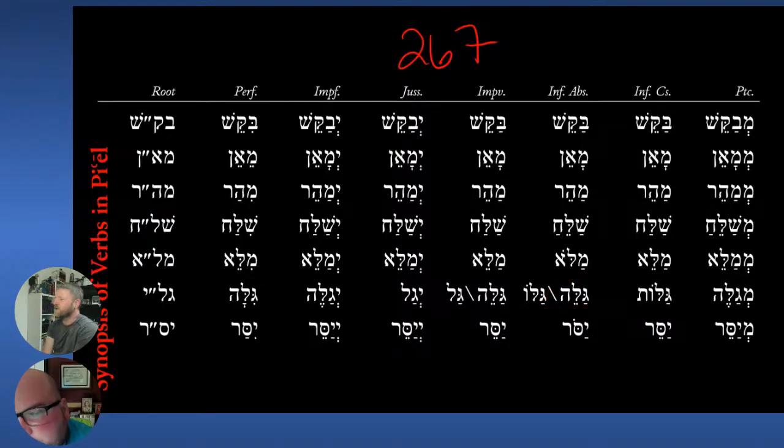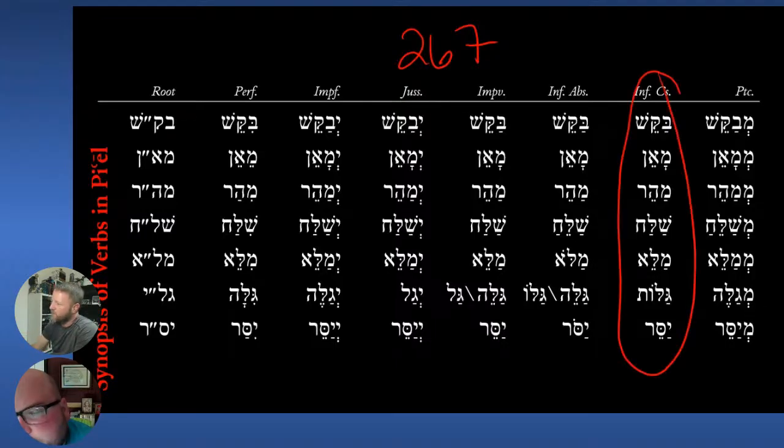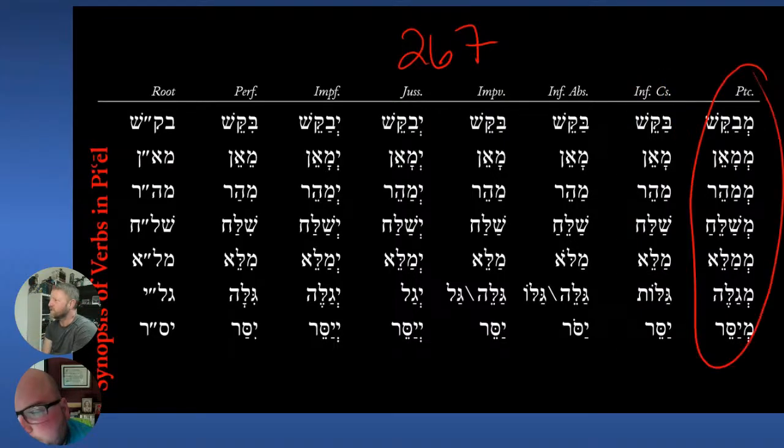Just when you see the infinitive absolute, remember that normally it accompanies a finite verb. So you'll see it doubled, and it will be easy to recognize. The infinitive construct, this is normally how we name the verb by putting a lamed in front of it. We say levakesh, lema'en, lemaher, leshaleach or leshalach, lemale, legalot, leyaser. This is the name of the verb, to do it. And then the participle has a mem prefix, mevakesh, mema'en, memaher, meshaleach, memale, megale, and meyaser.